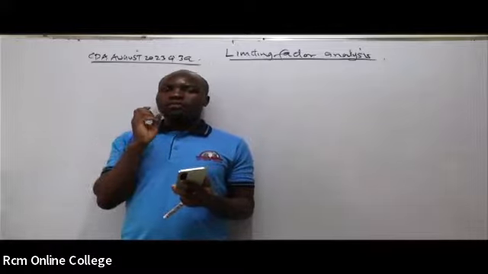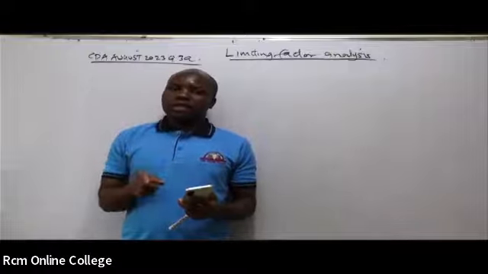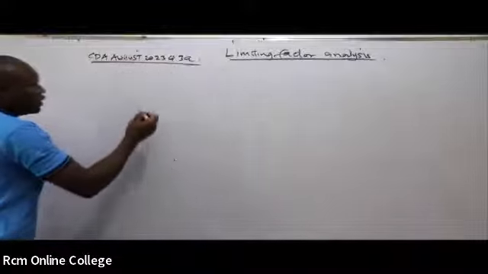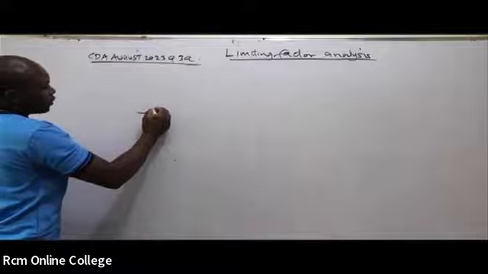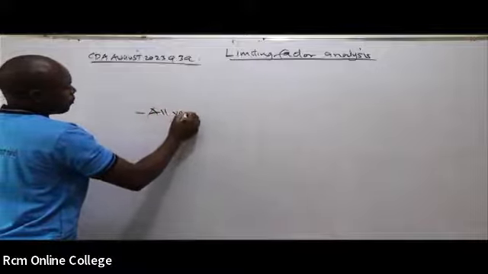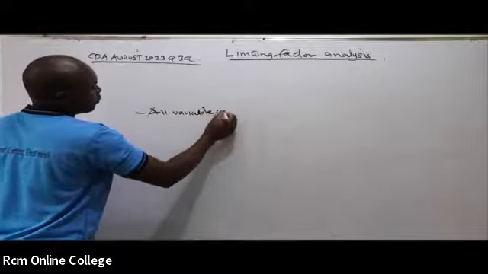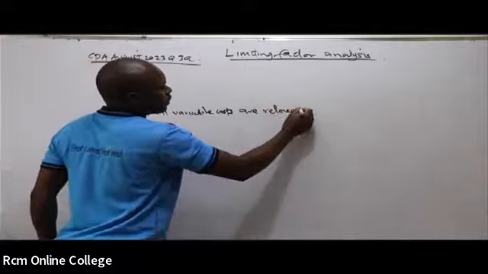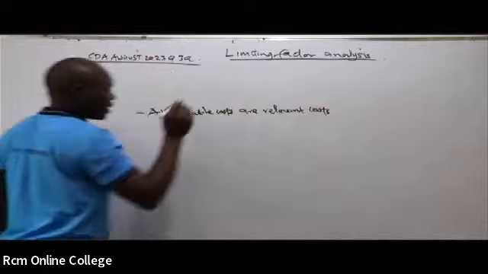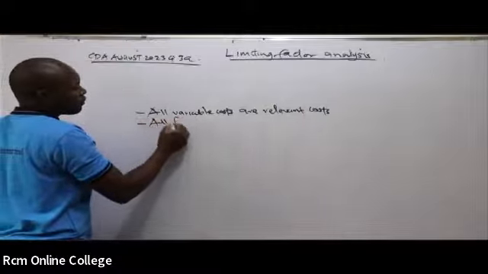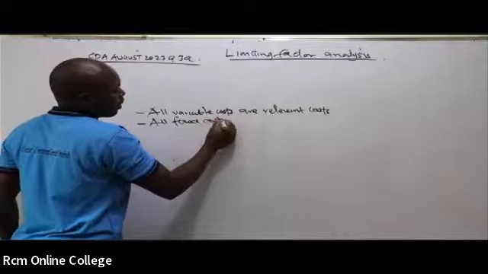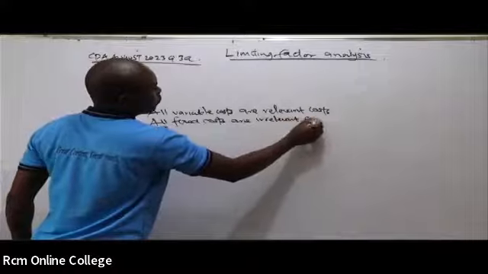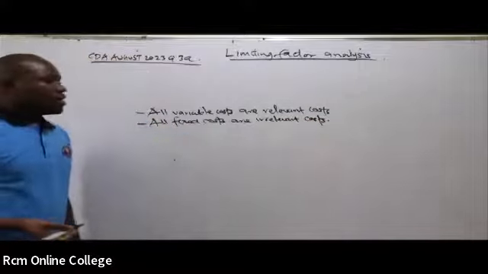When you get to topic number 8, under the limiting factor analysis, we are saying as you make a decision, this is what you need to put in place. Number 1, all variable costs are relevant costs in decision making. Then all fixed costs are irrelevant costs in decision making.